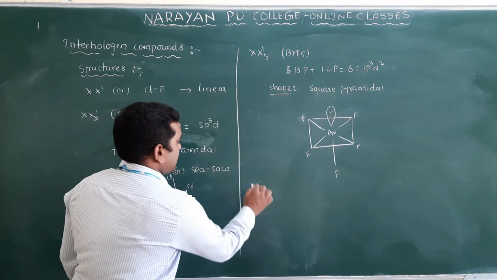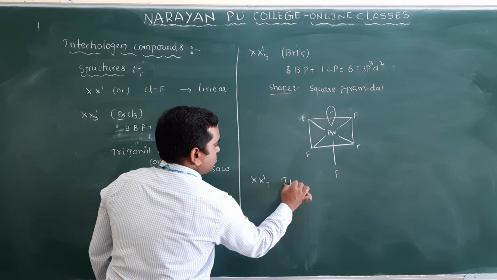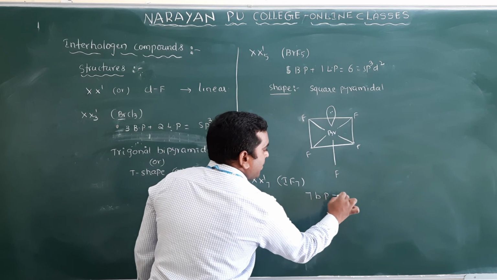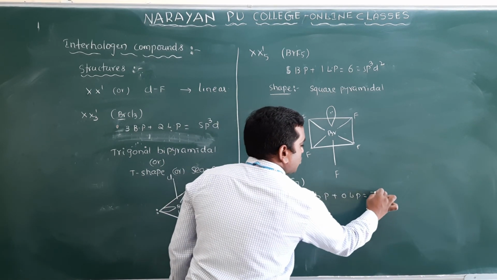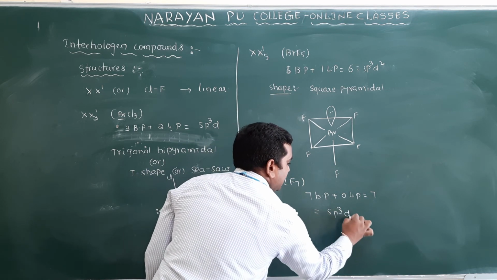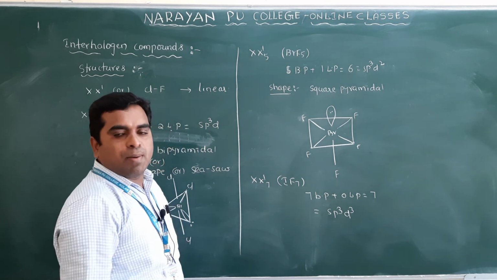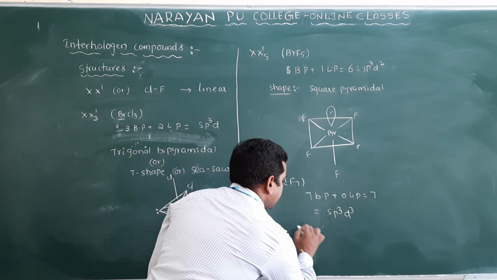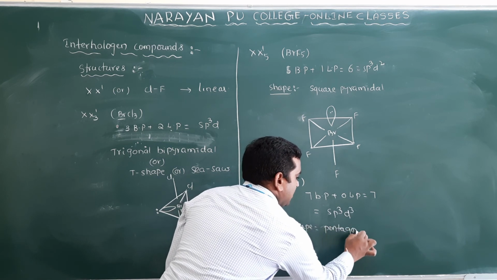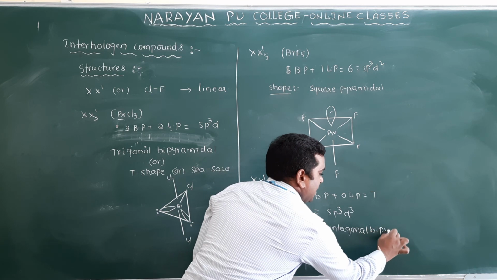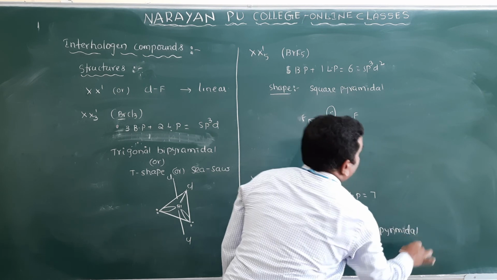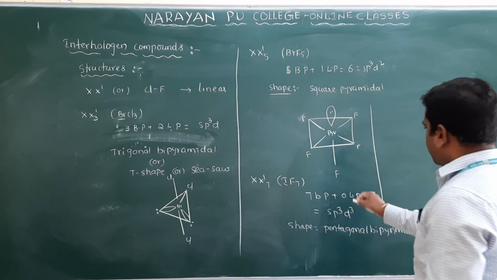In the same way, what is the shape of XX'7? This one is IF7. So how many bond pairs are there? All are bond pairs only. Is there any lone pair here? 0 lone pairs. Total is 7. What is the hybridization of iodine here? Hybridization is sp3d3, which means pentagonal bipyramidal. The shape of this molecule is pentagonal bipyramidal. What is the shape of this pentagonal bipyramidal?